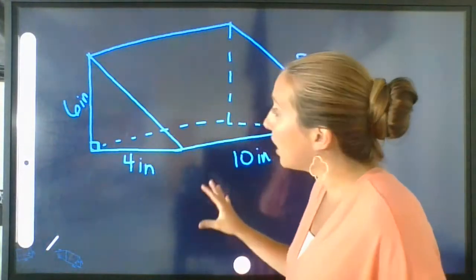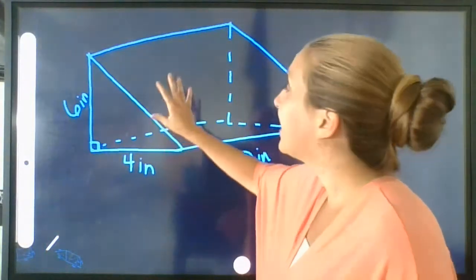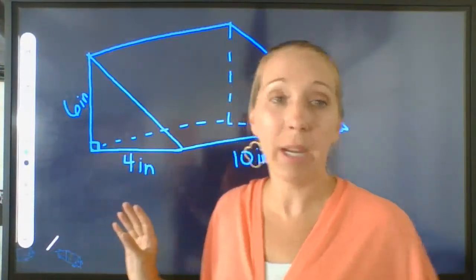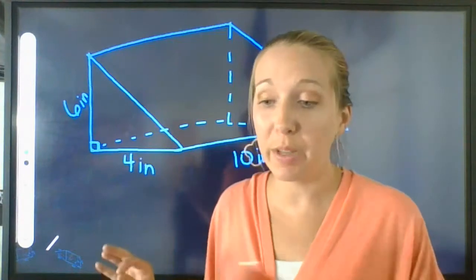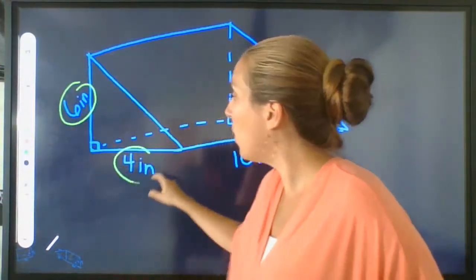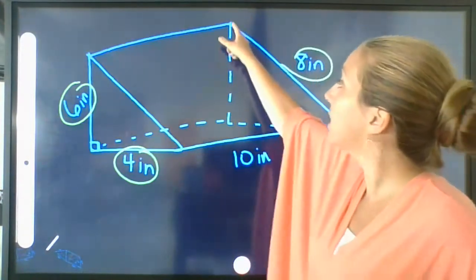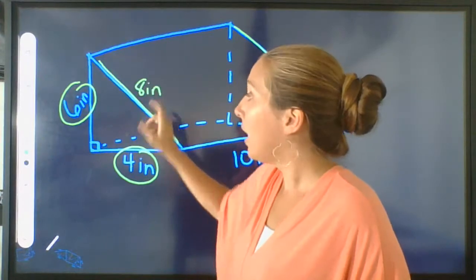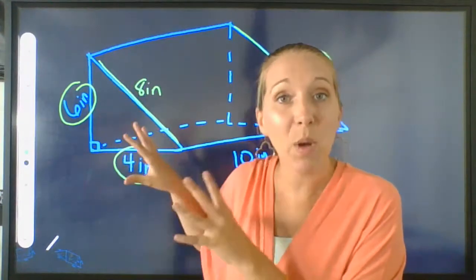So for instance, this one right here. This is a scalene triangular prism. Okay, so scalene is important here because scalene means it has no congruent sides. Okay, so we have a 6. We have a 4, and then over here we have the 8 because this line and this line are congruent, so we have 8 inches. Now, none of these sides are the same. That's why we call it scalene.